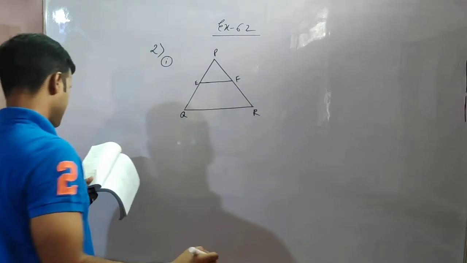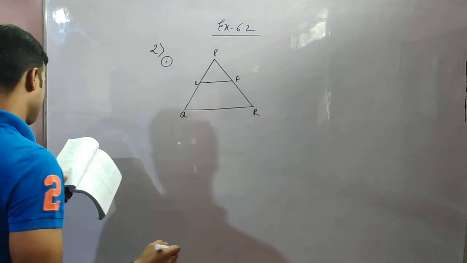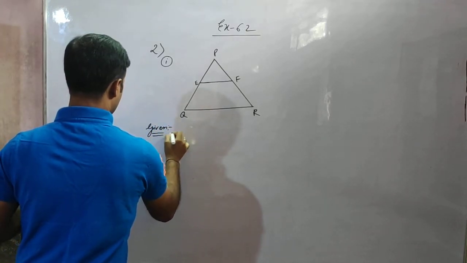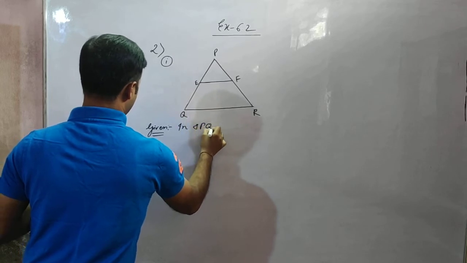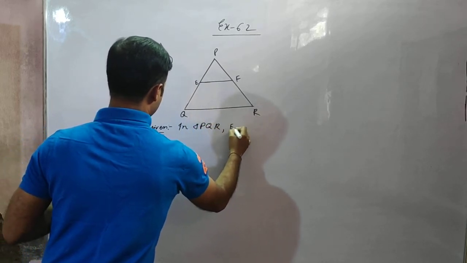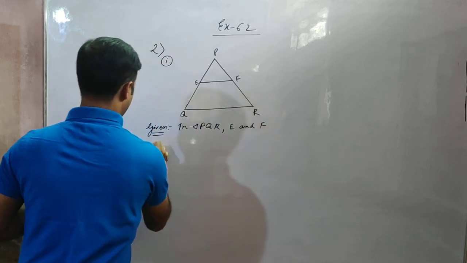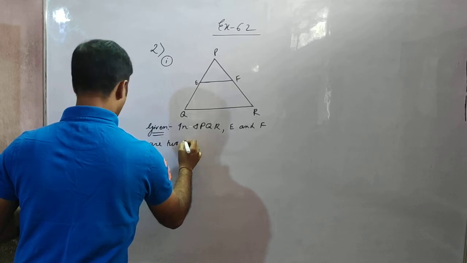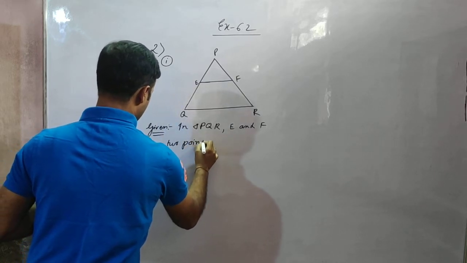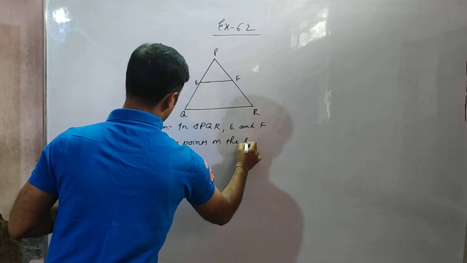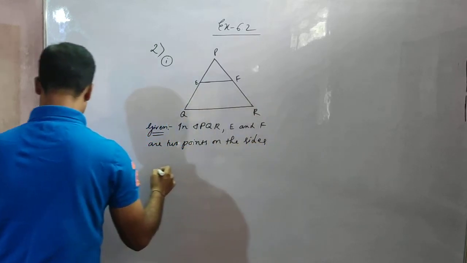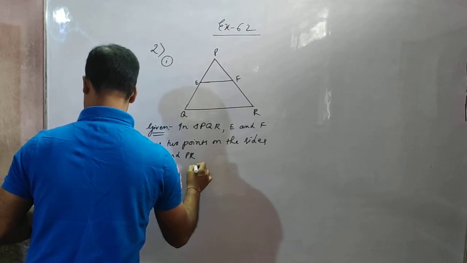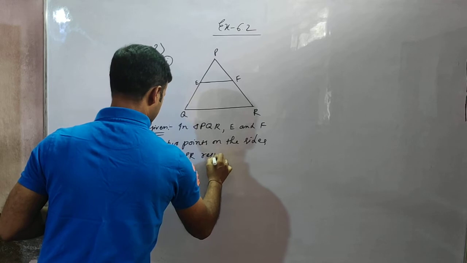E and F. Okay, now given in triangle PQR, E and F are two points on the sides PQ and PR respectively.